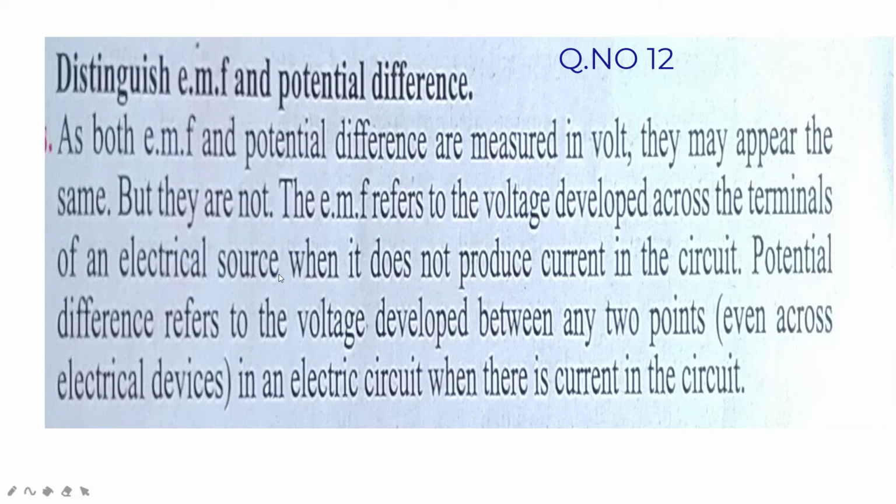If you connect the voltmeter between the terminals of the source, then it will give you a certain voltage. That voltage you can call EMF, electromotive force. Then the potential difference refers to the voltage developed between any 2 points. In a closed circuit, you take any 2 points. Then if you measure the voltage between these 2 points, it will give you the potential difference. These are all the important differences between EMF and potential difference.